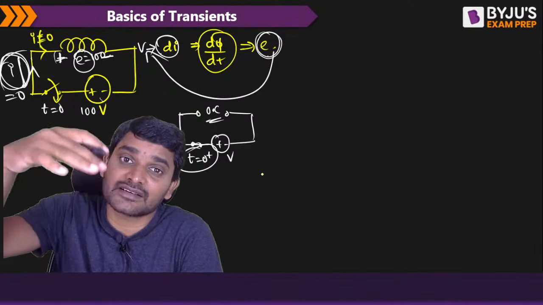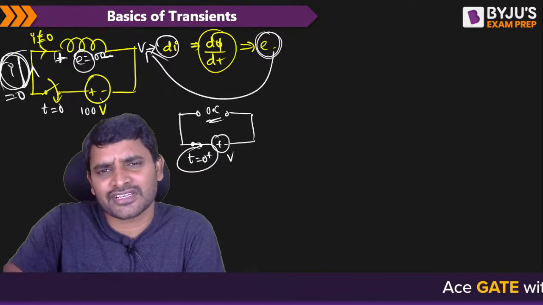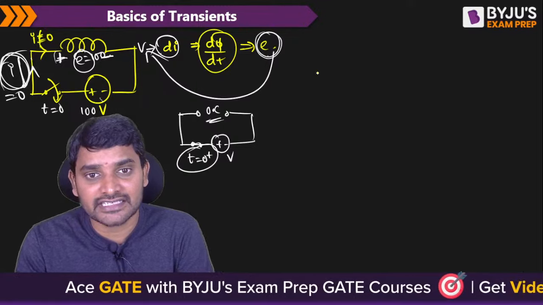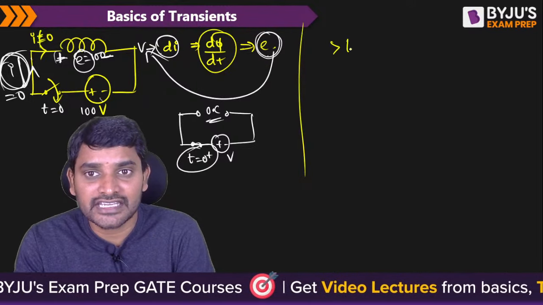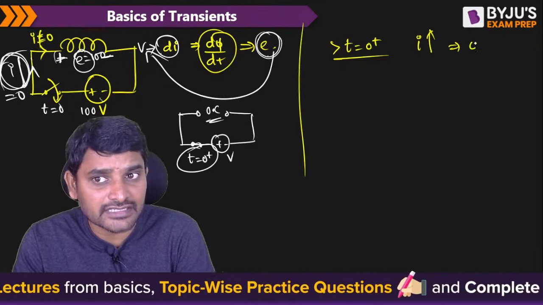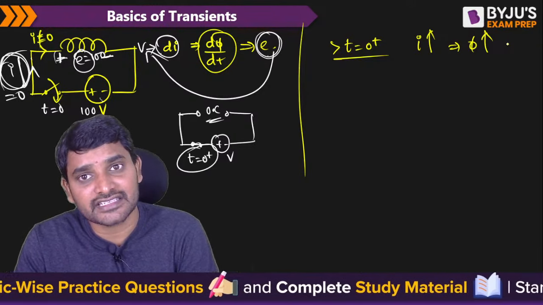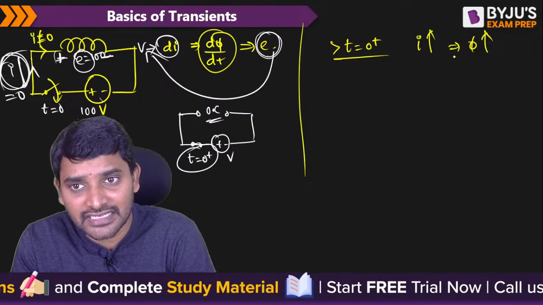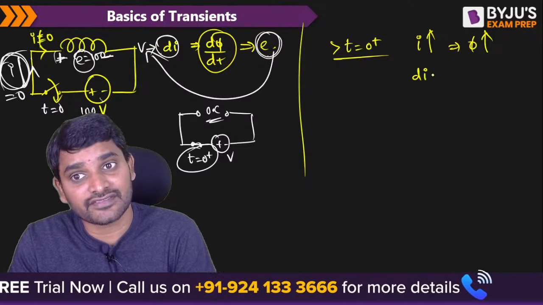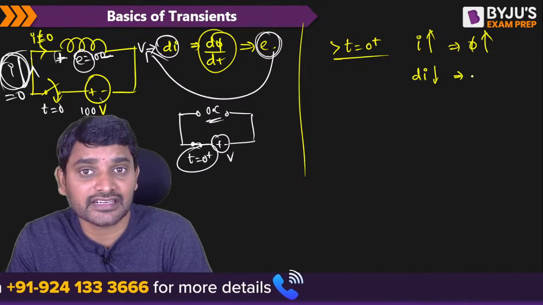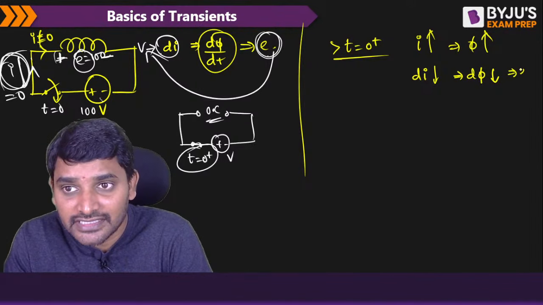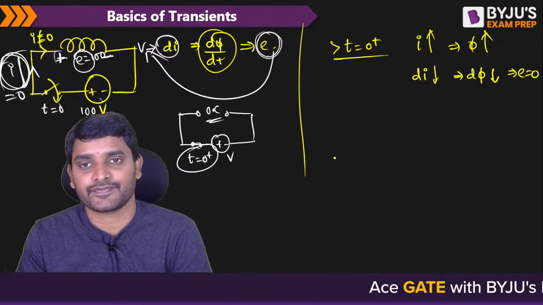Slowly the current starts building, maybe exponentially rising or some way. When t is greater than 0 plus, the current increases. If the current increases, flux increases. If the flux increases, definitely EMF is induced. But here, the rate of change of current will not increase. The rate of change of current will decrease, and the rate of change of flux will decrease. And therefore, the induced EMF will decrease.